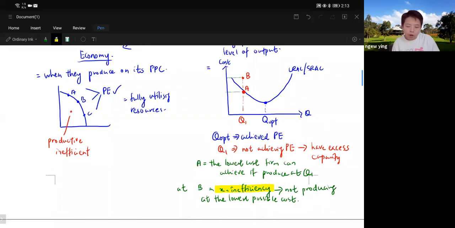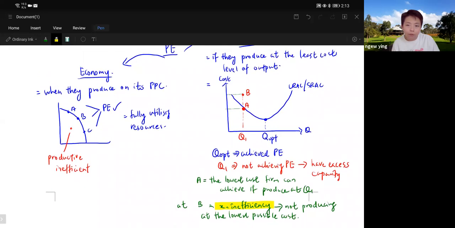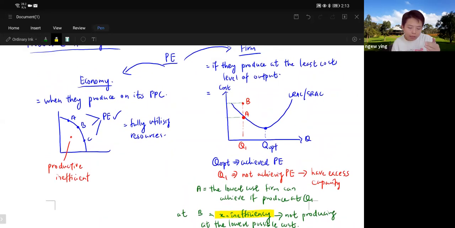Okay. Now moving on, that's the part for productive efficiency from the economy's perspective and also from the firm's perspective. Then we move on to allocative efficiency.